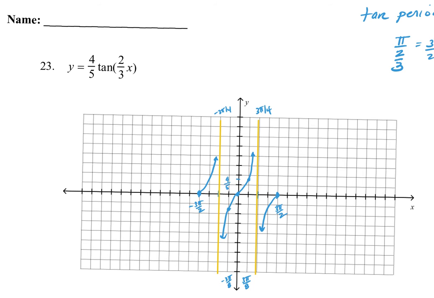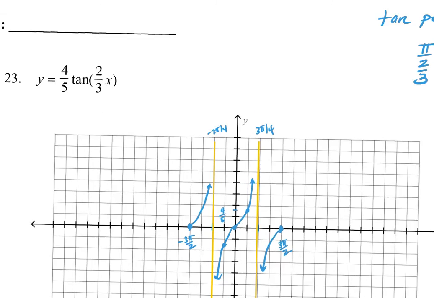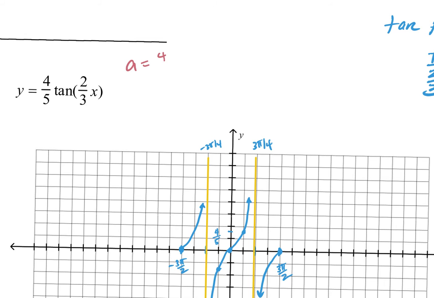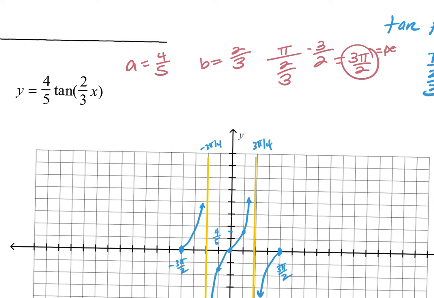Okay, this is 23. So with the tangents, you want to identify the A being 4/5 because that's how high-low your quarter and your 3/4 point goes. And then the B would be 2/3. The pi over 2/3 becomes 3 pi over 2. That's your period. So then I take what's next to the tangent. I set it equal to negative pi over 2 and positive pi over 2. I'm going to solve for x, and I get those are the middle two asymptotes.